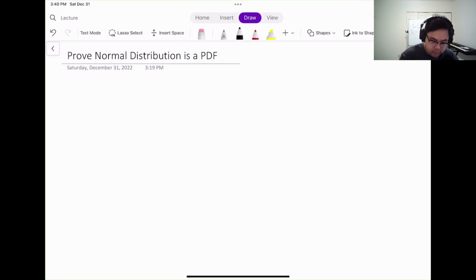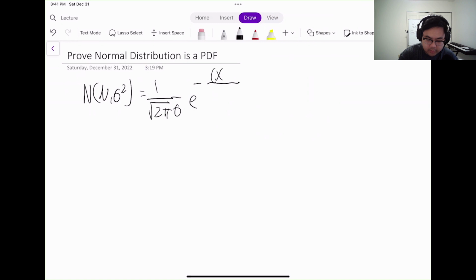So what is the normal distribution formula? The normal distribution formula is 1 over the square root of 2 pi sigma, e to the negative x minus mu squared over 2 sigma squared. That's the function of the normal distribution. So now, how do we tackle this problem? How do we show that the area under here is 1? Well, first of all, we still want to integrate this function as far as possible.